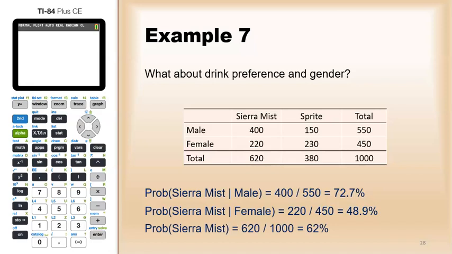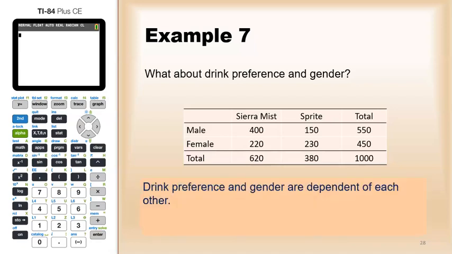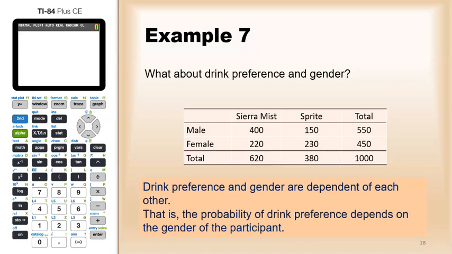Overall, the probability of choosing Sierra Mist, as we found before, is 620 out of 1,000, or 62%. So in this case, these are not independent. Whether or not a randomly chosen person prefers Sierra Mist, that probability depends on whether they're male or female. So the probability of drink preference depends on the gender of the participant.